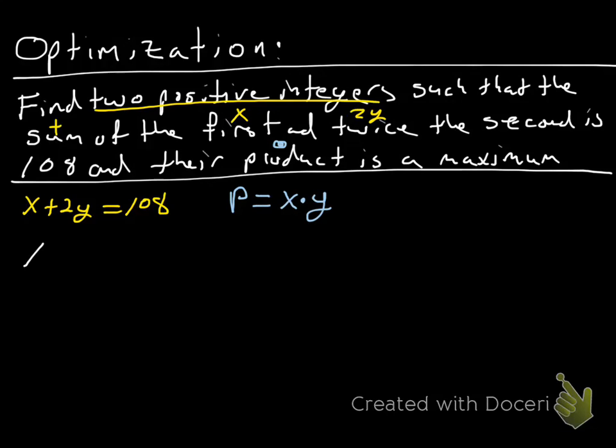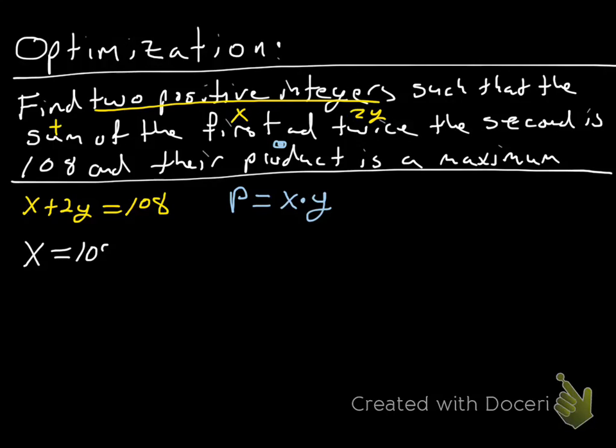Okay. So we have two equations. One is the auxiliary or the secondary equation, that's the x plus 2y equals 108. The function that we want to maximize is their product. So I'm going to want to take the derivative of that. However, I want it in one variable. So I'm going to go after the variable that looks easiest to solve for. Now it'd be the x. So we'll go ahead and solve for the x.